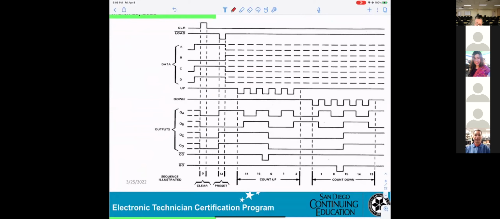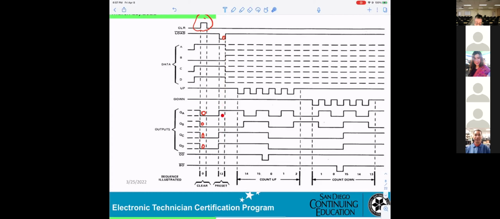First thing, clear test right here. Clear goes to 1, they will be clear. If you look at QA, QB, QC, QD, see that? Clear, the output will be 0. And now you want to see the load. Load 0, they loading. And you keep going down.